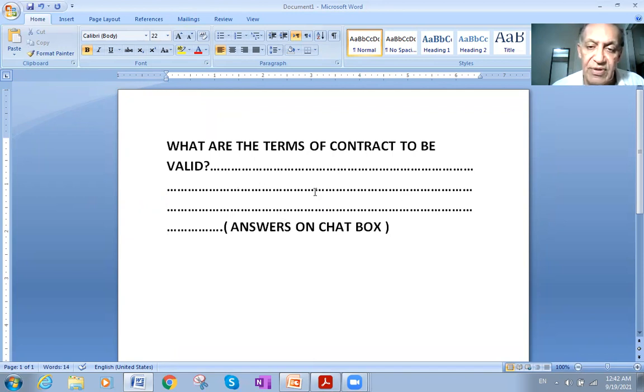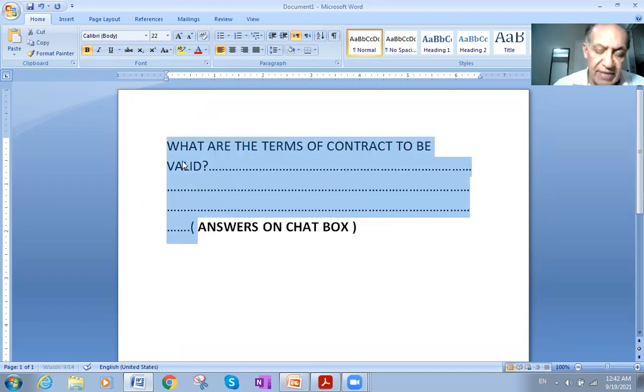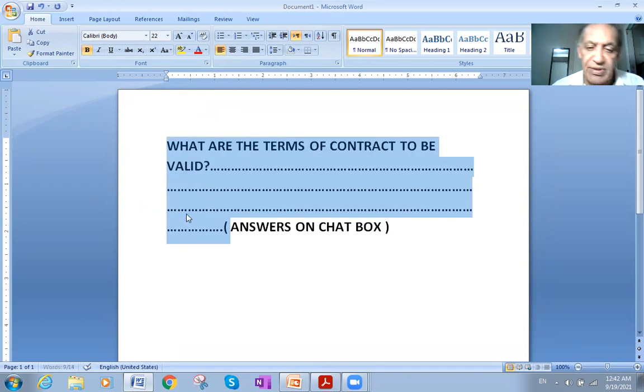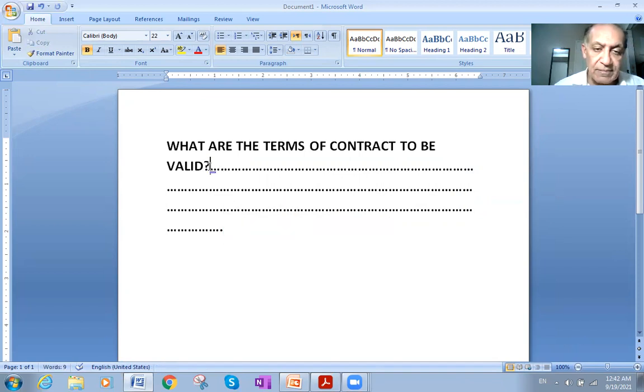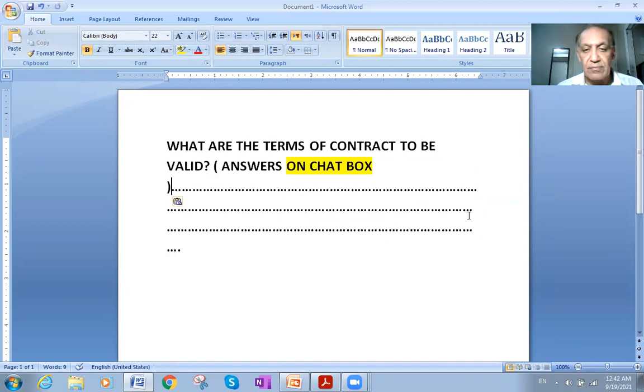What are the terms of contract to be valid? This is our first question today, and the answer should be there on the chat box. Thank you so much. We'll be back within 5 minutes to take another point.